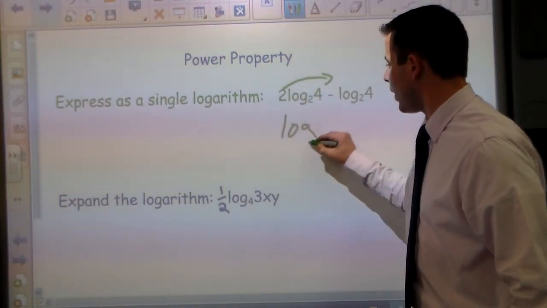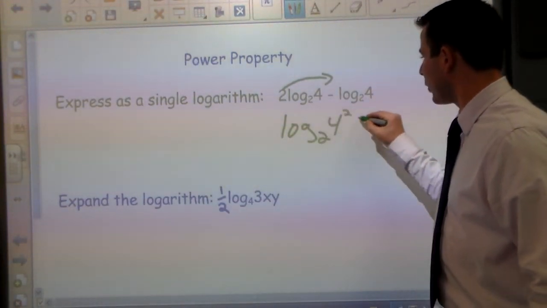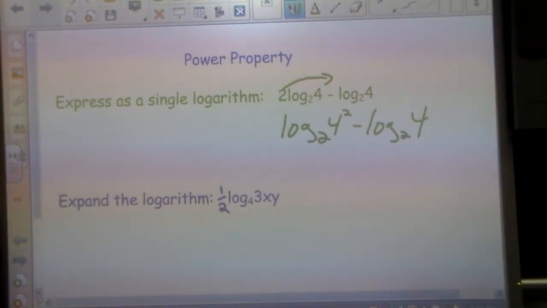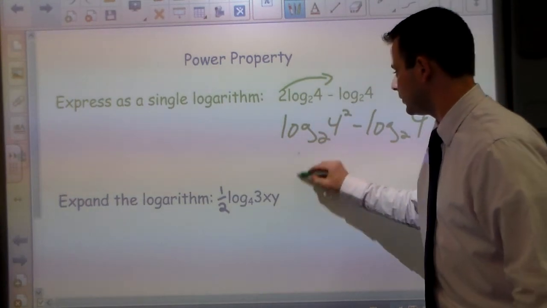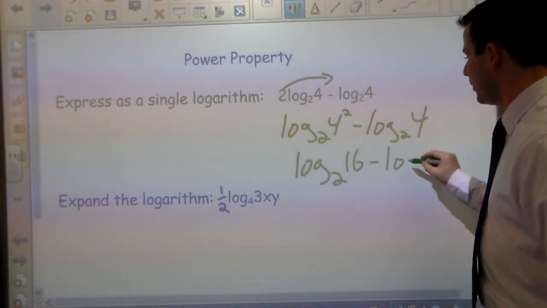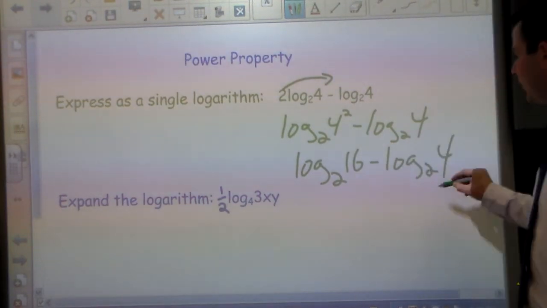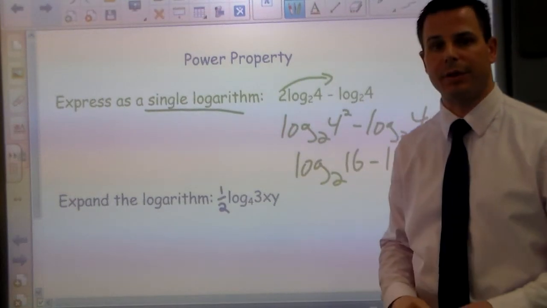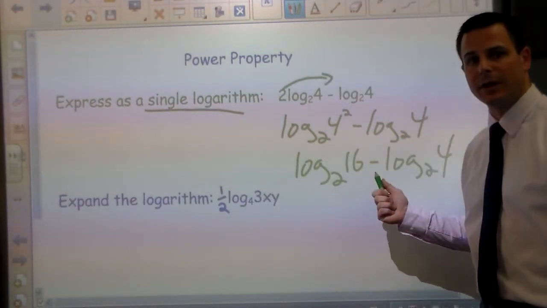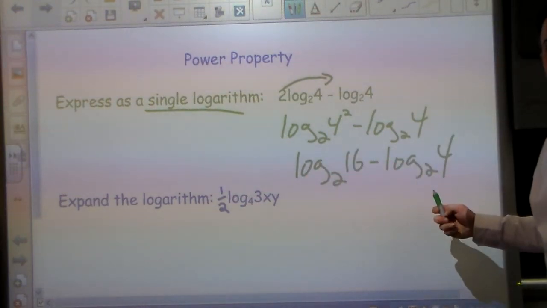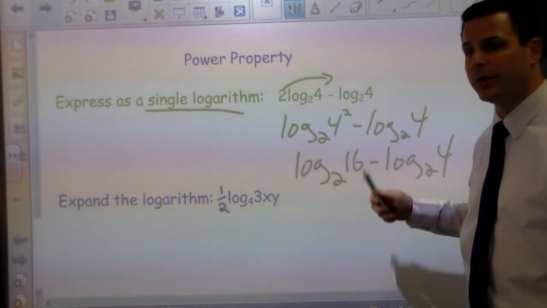So in this case, we could say log base 2 of 4 squared minus log base 2 of 4. Well, 4 squared is 16. So log base 2 of 16 minus log base 2 of 4. We're not done yet because they asked us to express it as a single logarithm. So we're subtracting here. We're subtracting what? We're subtracting exponents. You're subtracting exponents when you divide.